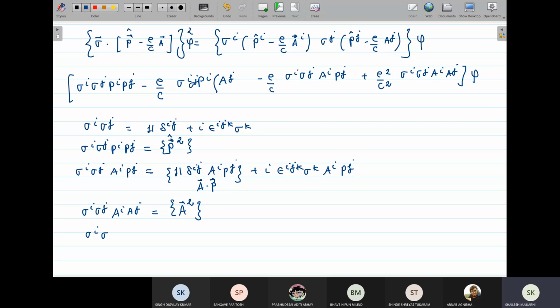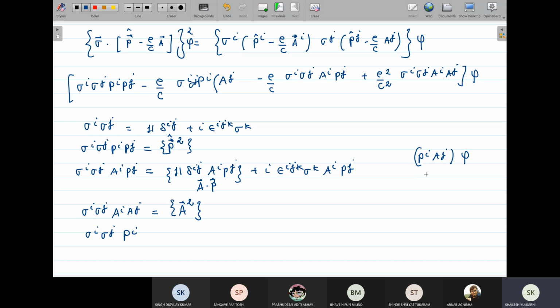Sigma i, sigma j, pi. So first one term will be pi aj acting on phi, and another term will be aj pi acting on phi. Okay, so I'm considering a term which is pi aj, this times phi.